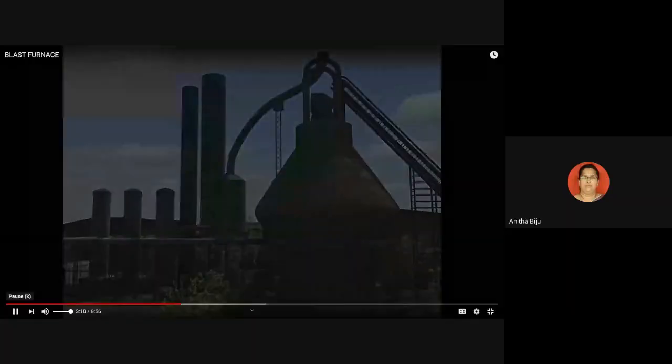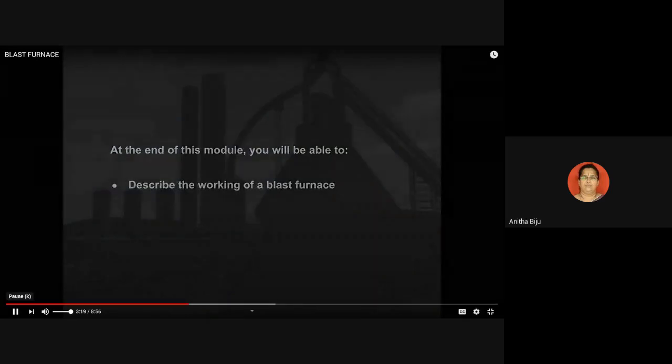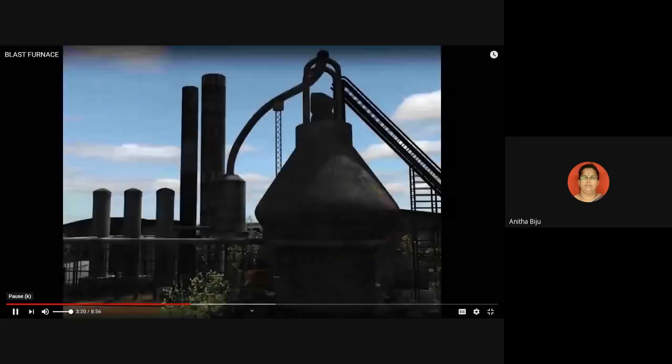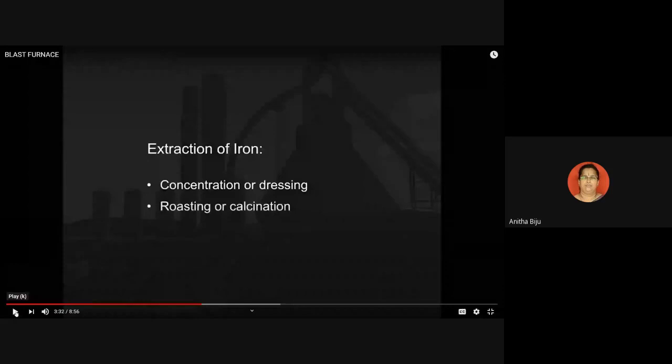Extraction of iron from blast furnace. At the end of this module, you will be able to describe the working of a blast furnace. Let us now find out how iron is extracted from its ore in the blast furnace. Before the ore can go into the furnace, it has to undergo certain preliminary treatment, like concentration or dressing, and roasting or calcination. So you can note down these points.